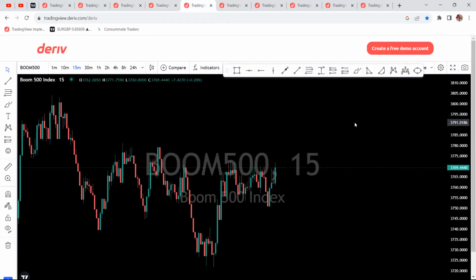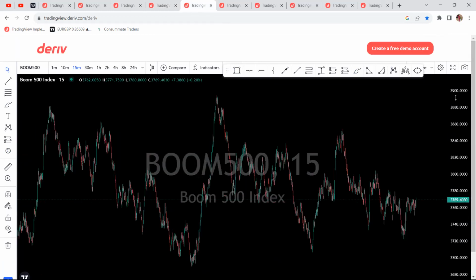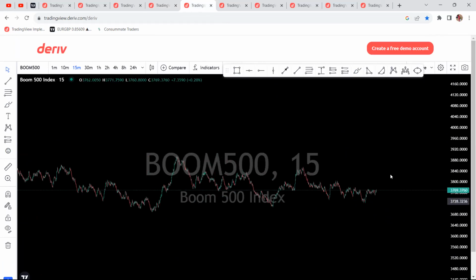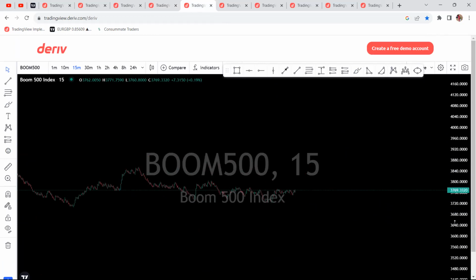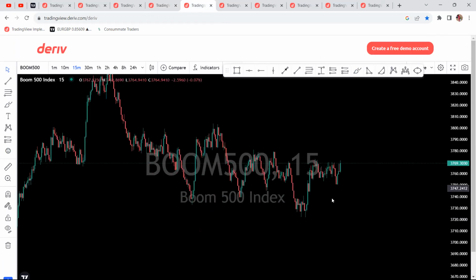All right, so let's look at BOOM 500. Presently, we can see that BOOM 500 is on a corrective wave that needs to go up. So we are taking it on ourselves. If you look at it very well, you see that this is an impulsive wave from this current move. So we see that this is the first wave.